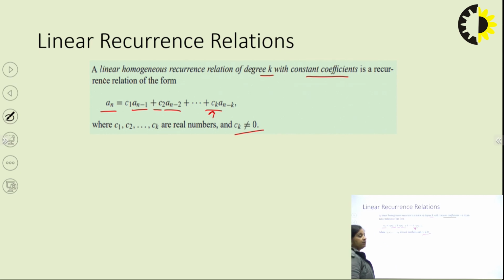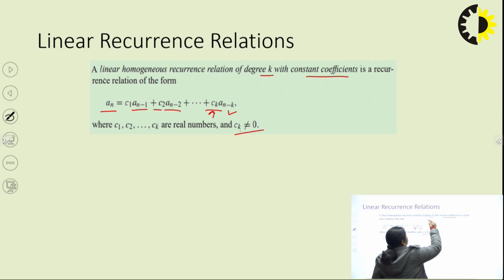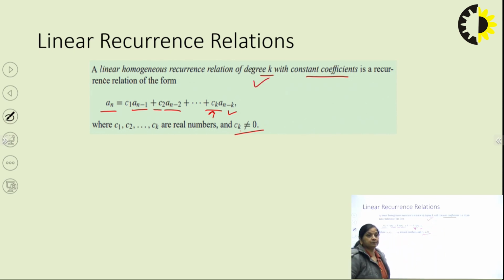If Ck were 0, this term would not be required, and it could be defined in terms of terms up to n minus k minus 1th. So, when we say it is defined up to the n minus kth term, it means Ck will be non-zero. And what are C1, C2, Ck? These are real numbers. When we take up to k terms, we call it degree k.